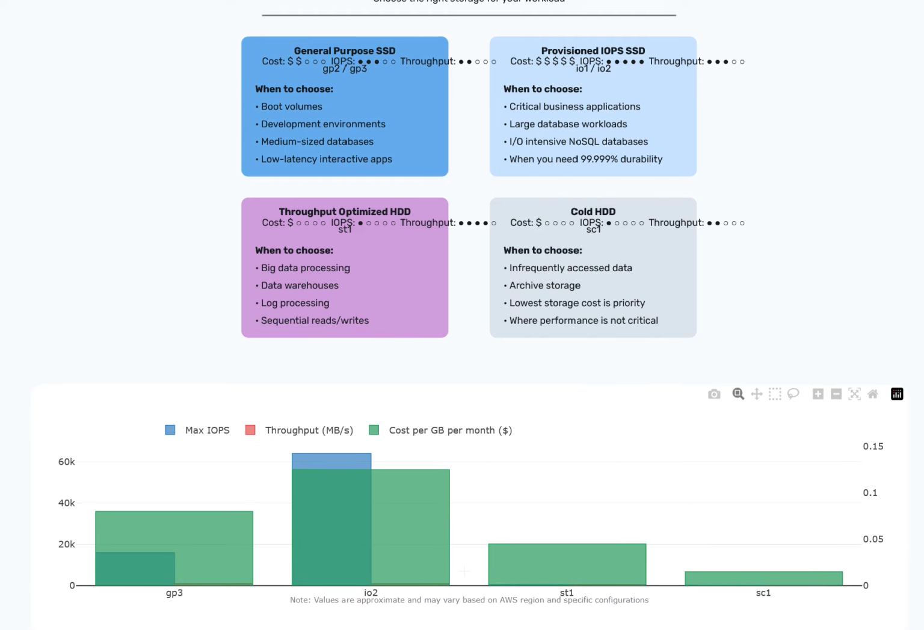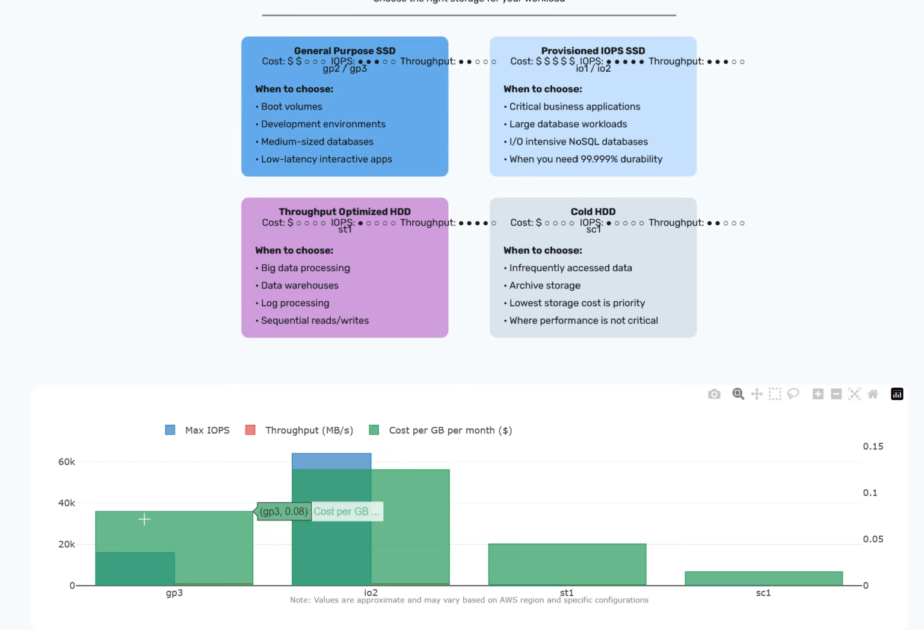And here in the bottom, you can see the diagram, right? Note: values are approximate and may vary based on AWS region and specific configuration. So in general, this gives you an idea. So here, IOPS, right? And then it gives you how much is the cost per GB per month.